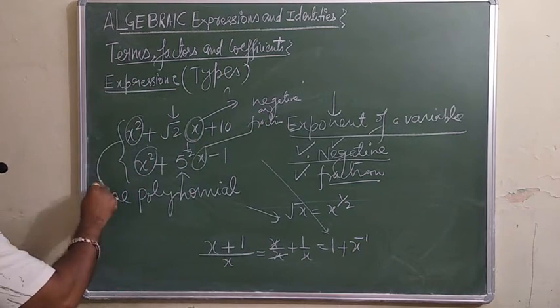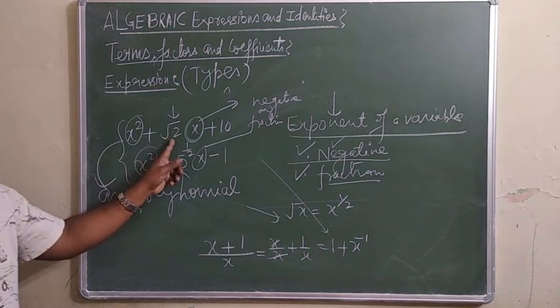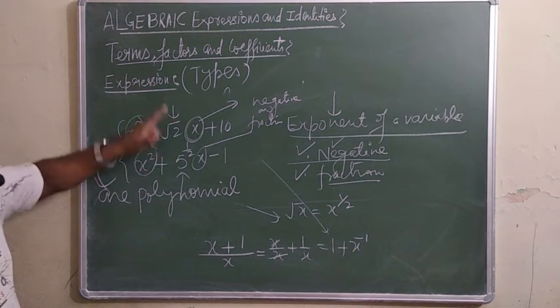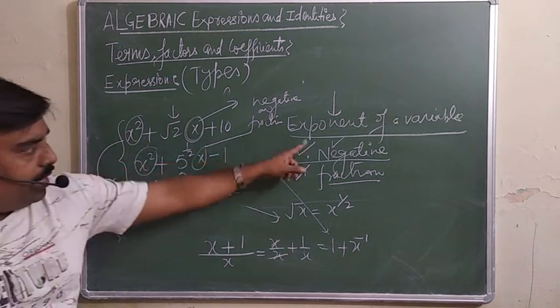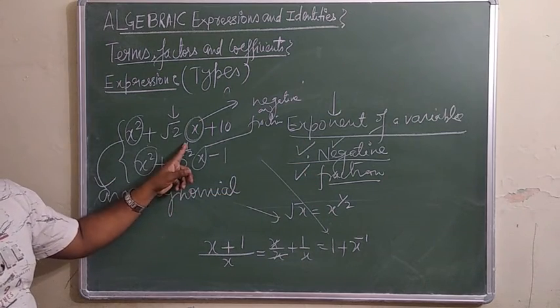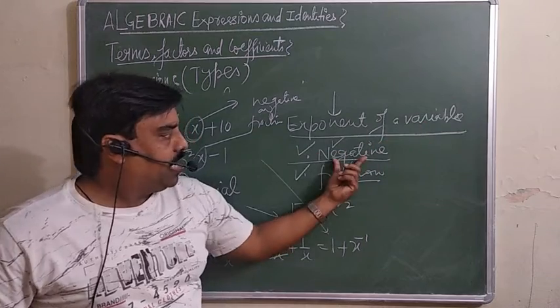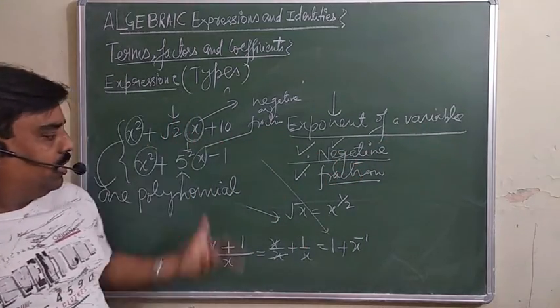Otherwise these all are the polynomials because here the root is on what? On the constant. Here the constant. So if there is a negative on the constant or it is given in the form of a fraction, these all are polynomials. But if there is a negative and fraction on the variable, that is not a polynomial. Have a look.